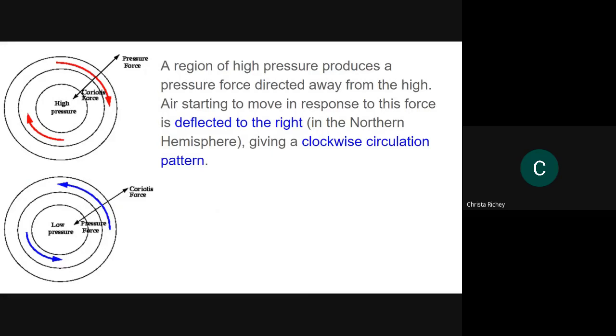A high pressure, when we're in the northern hemisphere, highs, it's just been a while. There's a difference between a high and a low. Highs are going to go clockwise and they're going to push out. And then lows are going to go counterclockwise and they're going to push in.